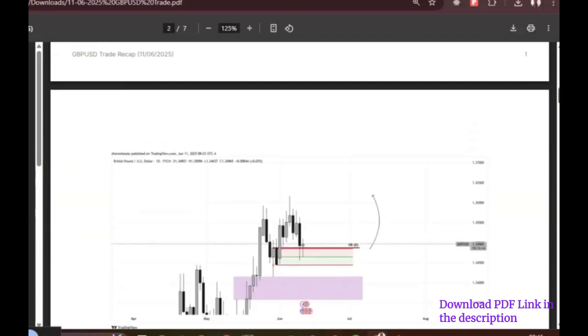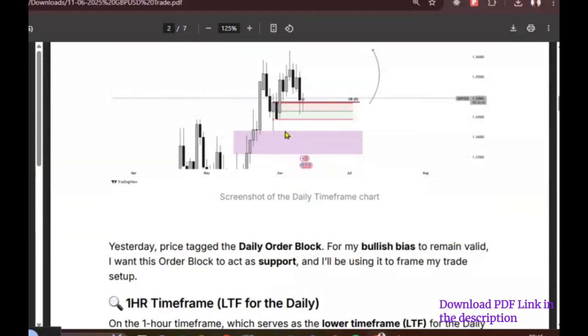So on the daily time frame, which is my higher time frame, we have this order block here. This candlestick here is Tuesday and this candlestick here is Monday. Which means when we started the week, this is what we printed on Monday. On Tuesday, price came and tagged our higher time frame PDRA. In this case, it is this order block, and this is a bullish order block, which is in line with my bullish bias.